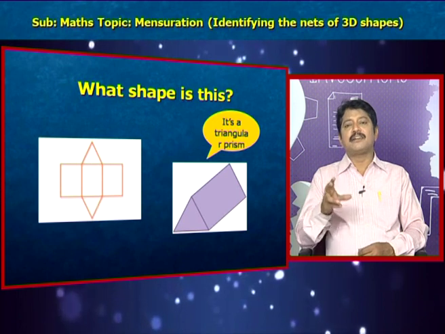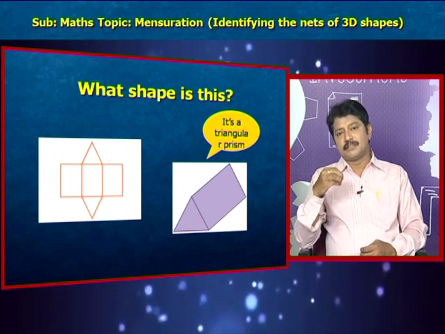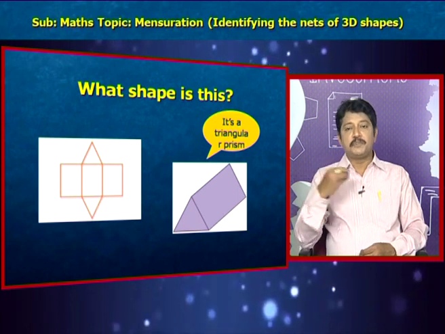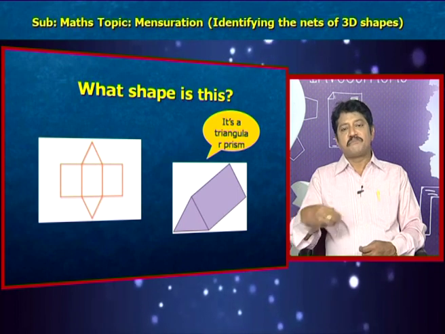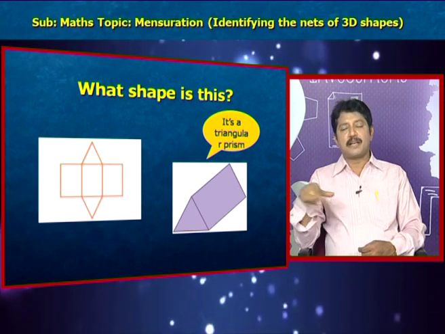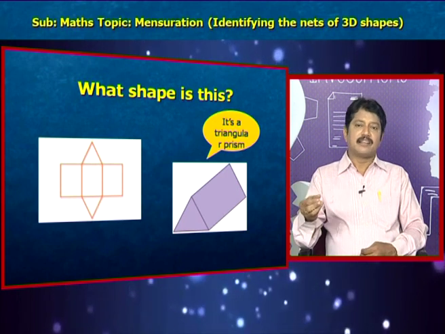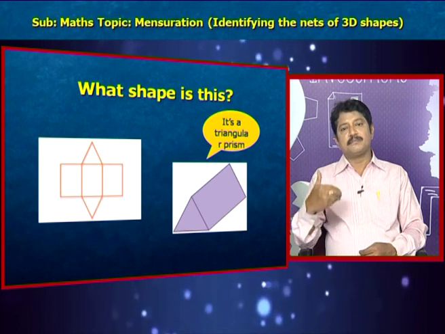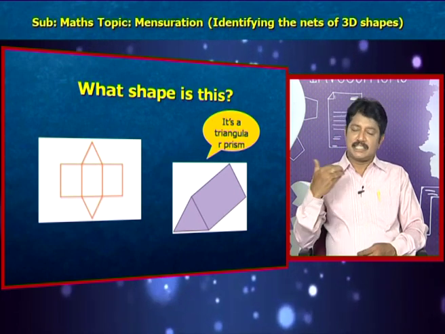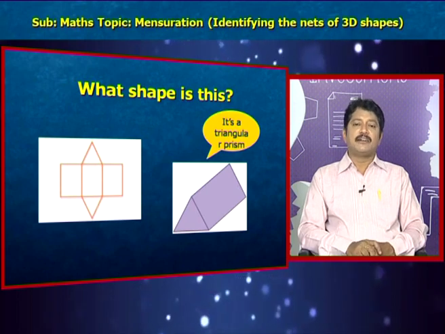It is a pentagonal prism. Based on the base, we will name the prisms as a pentagonal prism or a triangular prism. If the shape of the base is a triangle, then we call it a triangular prism. If the base of the prism is in the shape of a pentagon, then we will call it a pentagonal prism.